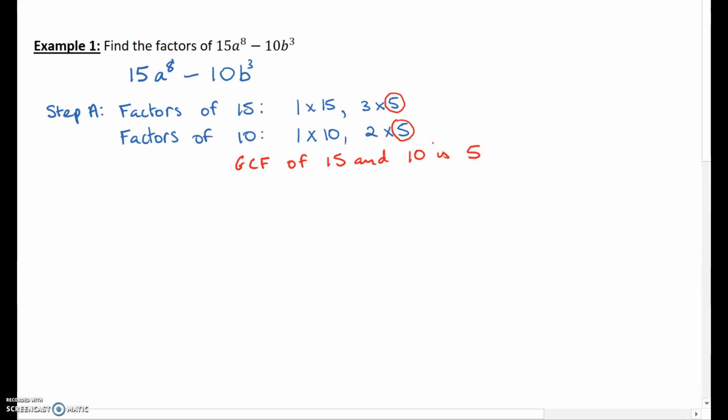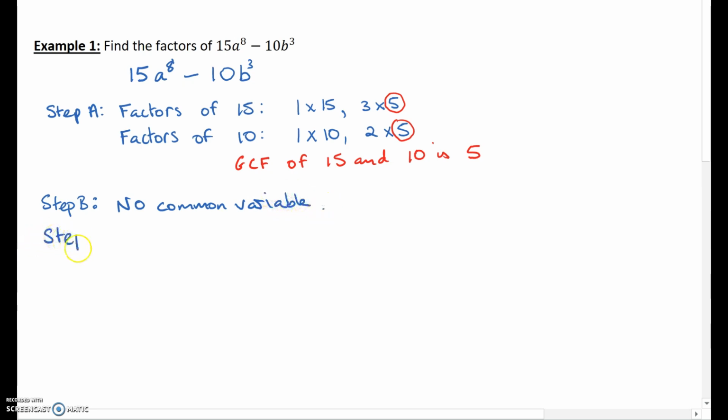Step B was to write out any letter that appears in every term. Well, there is no letter that appears in every term. A appears in the first, B appears in the second, but there's no letter that appears in both terms. So there is no common variable.